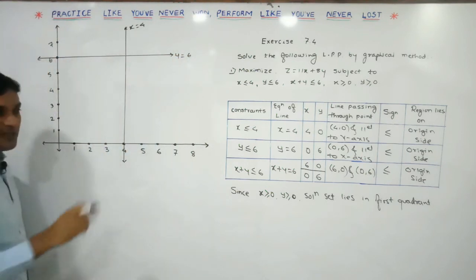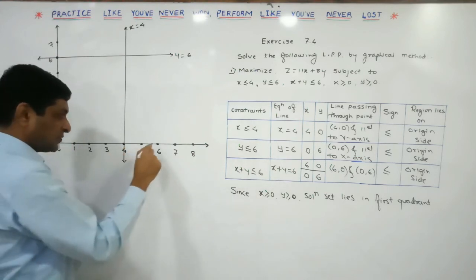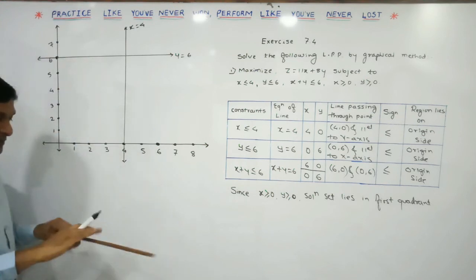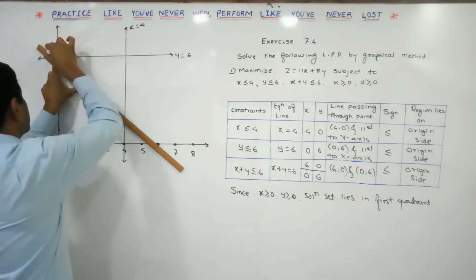Now draw the third line. What is the equation of the third line? X plus y is equal to 6, which passes through the points 6, 0 and 0, 6, means it passes through these 2 points. So draw a line passing through these 2 points.